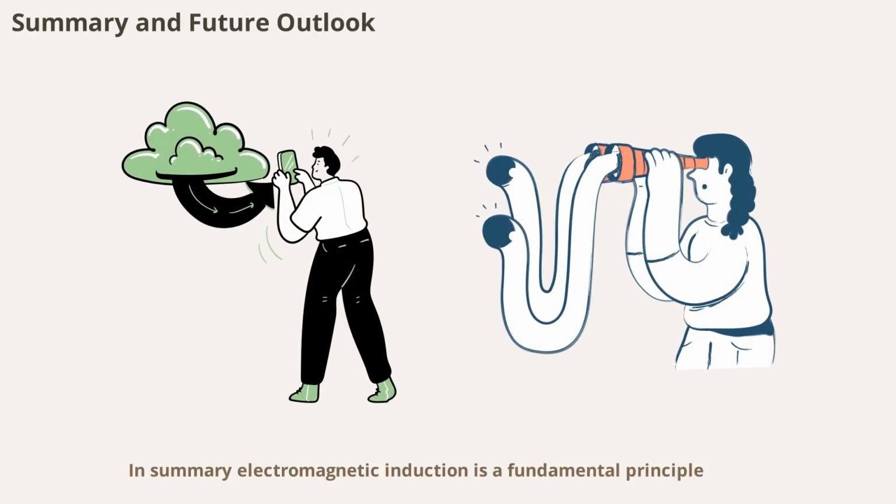Summary: electromagnetic induction is a fundamental principle that underpins much of our modern technology. From Faraday's groundbreaking experiments to today's advanced applications, the ability to generate and control electricity through changing magnetic fields has transformed society. As we look to the future, ongoing innovations promise to unlock even more potential, making electromagnetic induction an enduring force in science and technology.